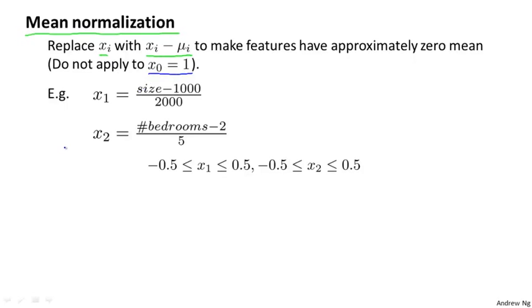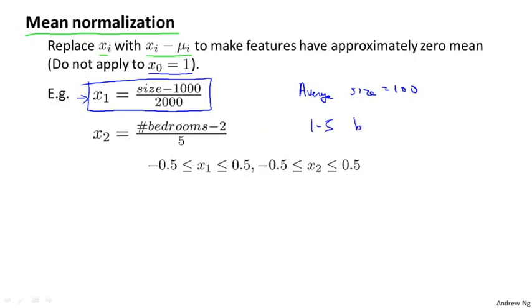But concretely, for other features, if the size of a house takes on values between 0 and 2000, and if the average size of a house is equal to 1000, then you might use this formula: set the feature x1 to be the size minus the average value, divided by 2000. And similarly, if your houses have 1 to 5 bedrooms, and on average a house has, say, 2 bedrooms, then you might use this formula to mean normalize your second feature x2.